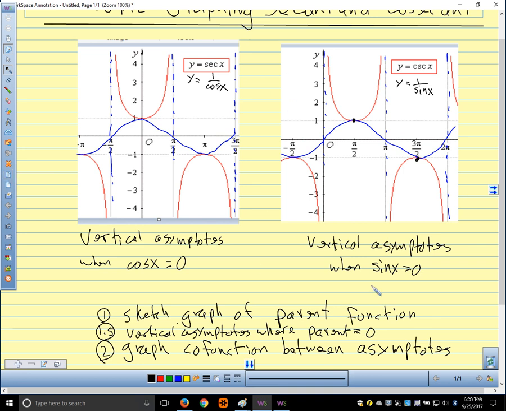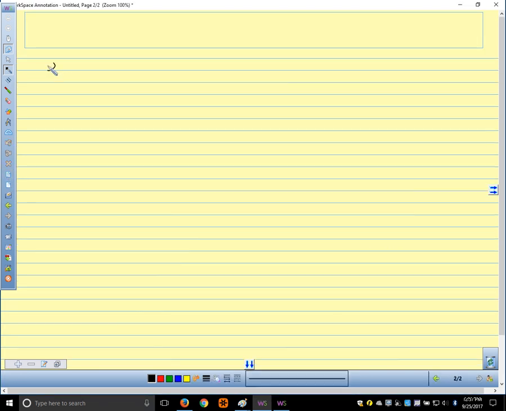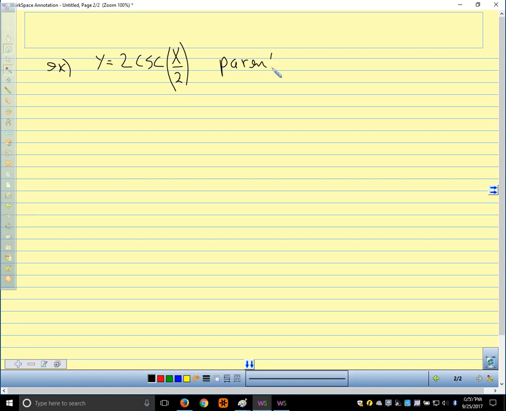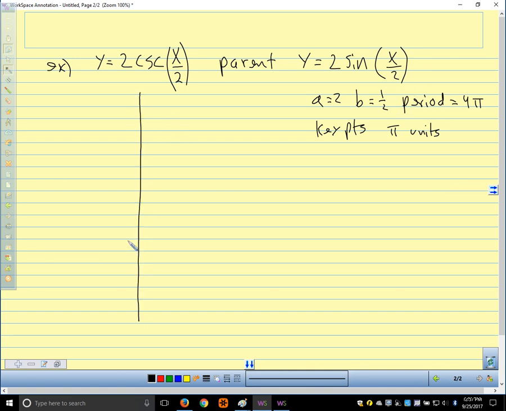All right, so questions on the idea here? Okay. So we're sketching a graph of y equals 2 cosecant x over 2. So our parent function is y equals 2 sine of x over 2. So we have a is 2, b is 1/2, so our period is 4 pi. We get key points every pi units. We're not shifting anything, so this one's pretty quick and easy to sketch.